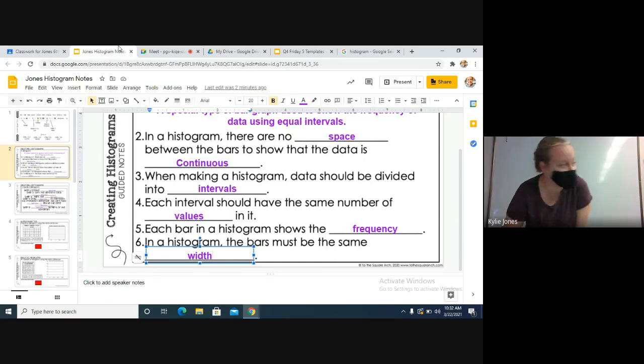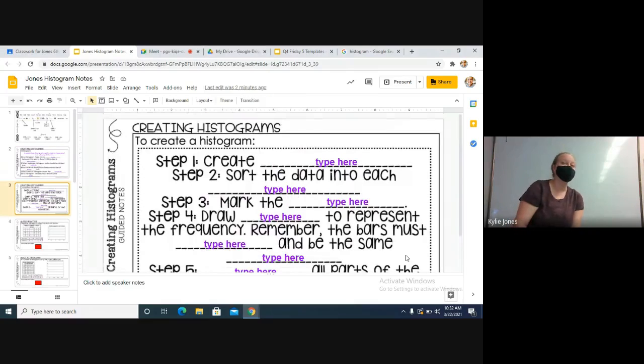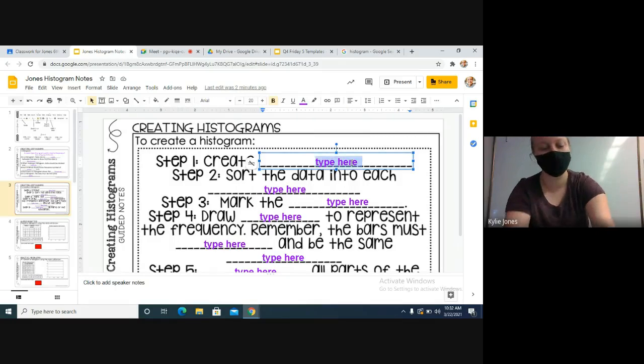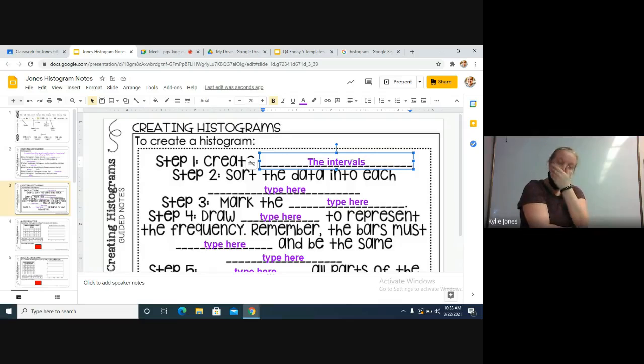Let's look at our next slide. Slide number 3 talks about how to create a histogram. So how to make it, basically. How to draw it, which we're going to practice as well. But step number 1 is create the intervals. So you need to decide what numbers are going to be in what part. And again, we're going to do this multiple times. We're just going to write the steps out first. So step 1, create the intervals.